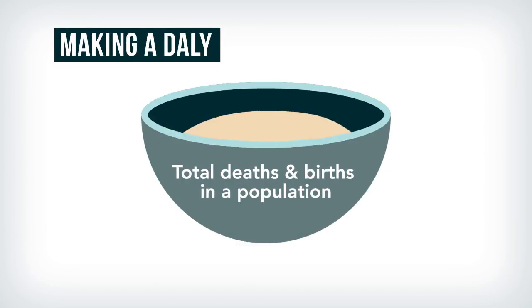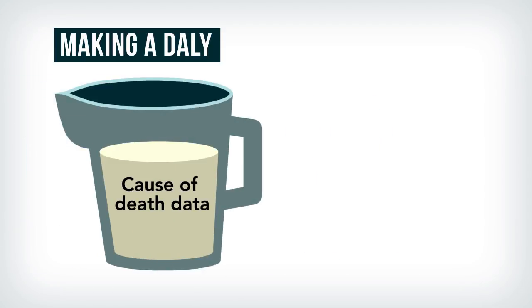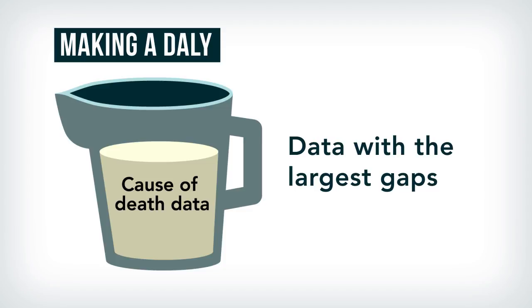Let's think of this like baking a cake. The first ingredient is the total numbers of deaths and births in a population, which usually has come from the United Nations Population Division. The second, and probably the most important ingredient, are good cause of death data. This is the most important ingredient because these are the data with the largest gaps. The GBD uses cause of death data from various sources, such as police records of violent crime, and extrapolates the cause of death data from one country, like Mexico, to another, like Tanzania.